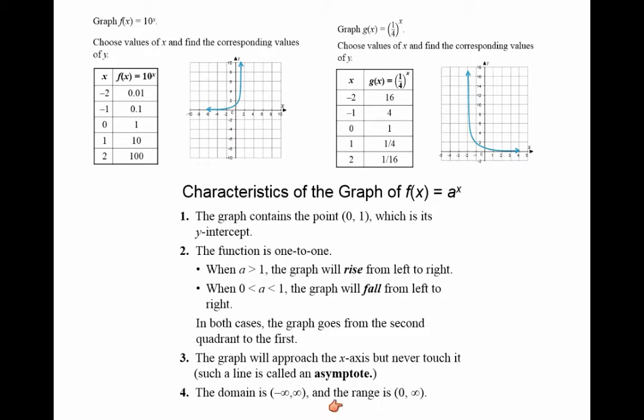The domain is from negative infinity to positive infinity. The range would be from 0 all the way to positive infinity. These are the characteristics of that. So let's take a look at the example.